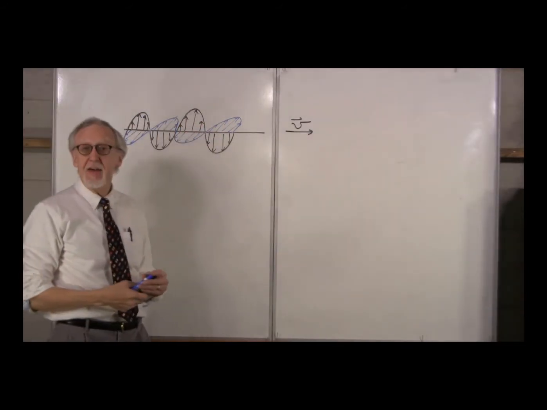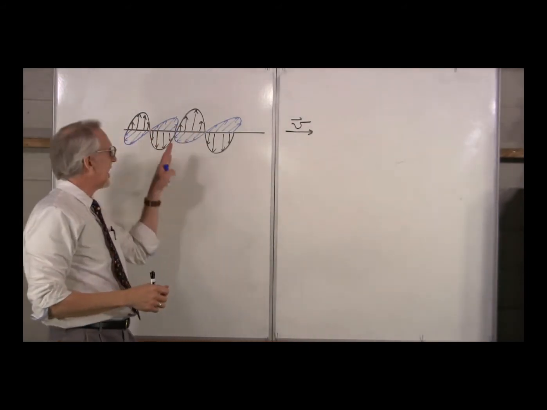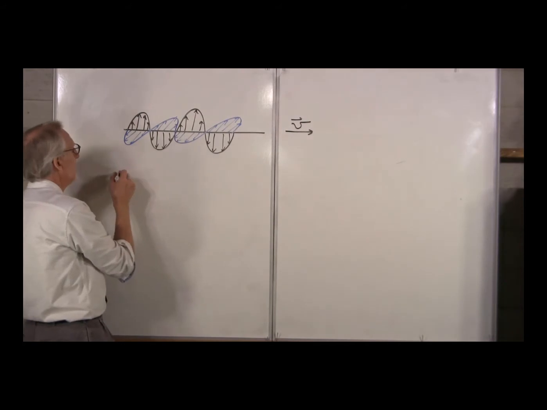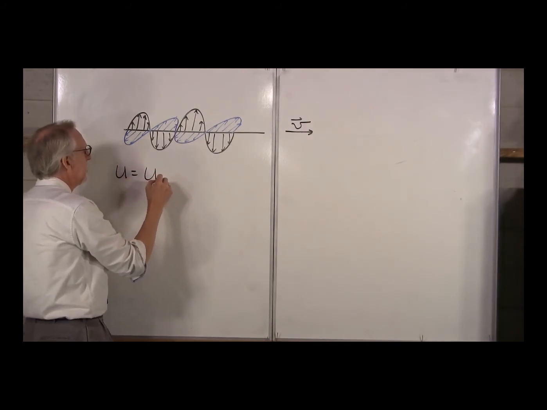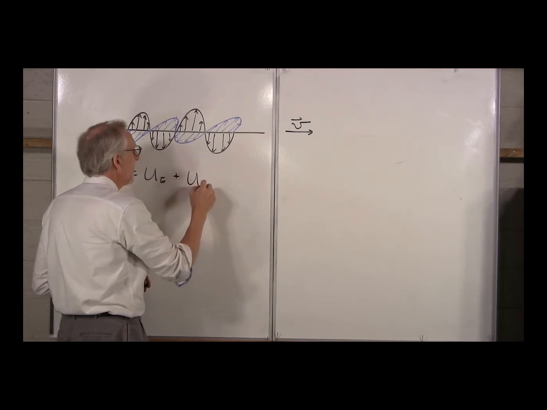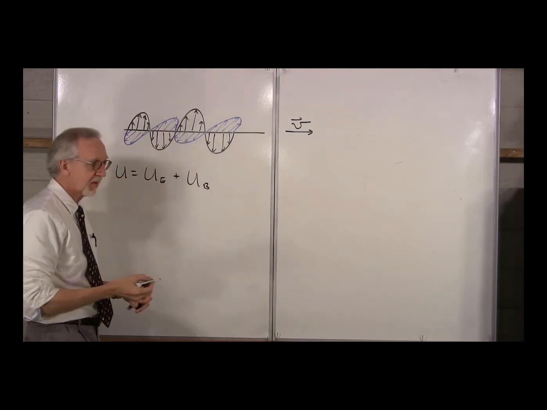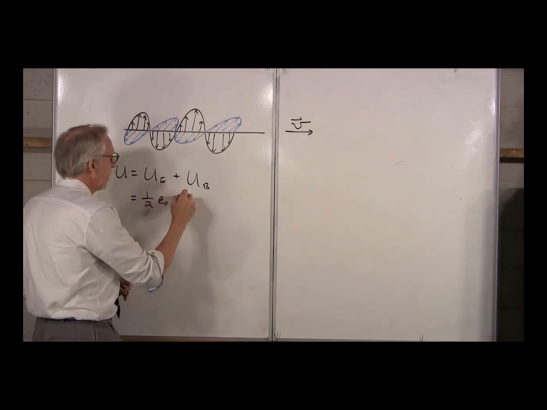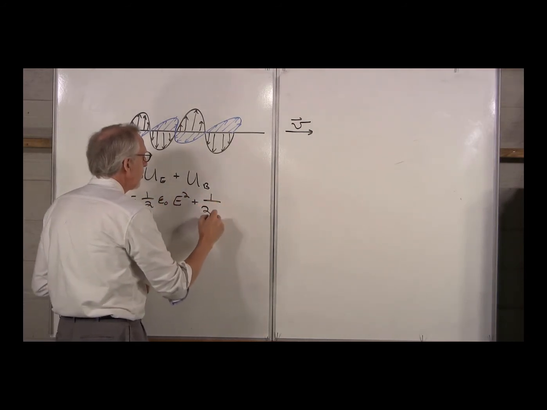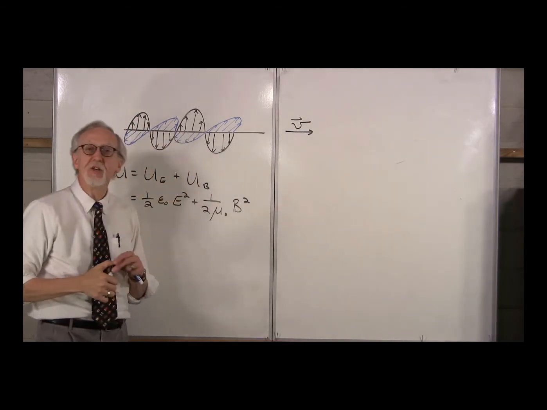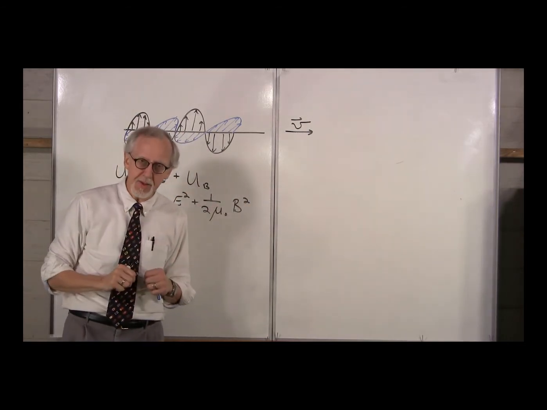We know that the energy densities, and now in this case we've got an electric and a magnetic field, so the total energy density is going to be the energy density in the electric field plus the energy density in the magnetic field. In other words, 1/2 epsilon naught E squared plus 1 over 2 mu naught B squared. We're going to have energy in both the electric and the magnetic field.